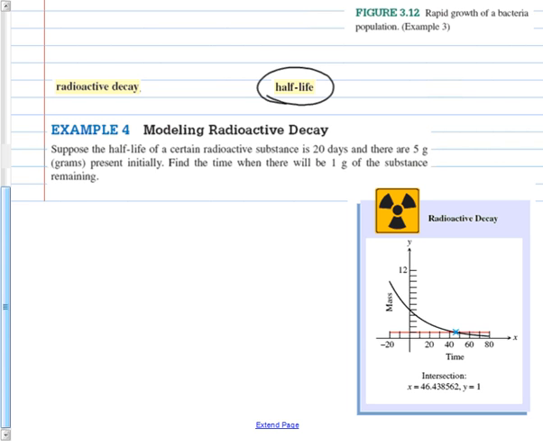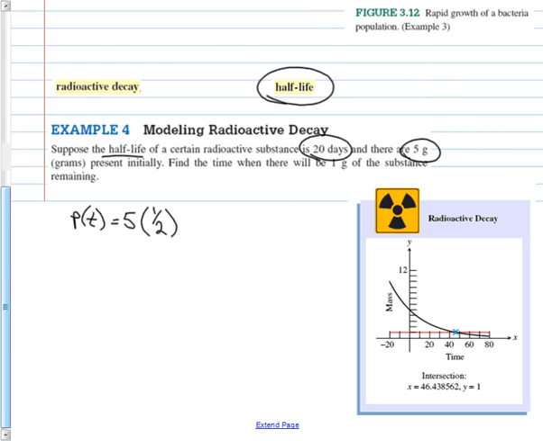Suppose the half-life of a certain radioactive substance happens to be 20 days. There are 5 grams present initially. Well, let's just start right there and write ourselves an equation. I'm going to say the population at time t, since I kind of like that. Population at time t equals, well, what's our first number? 5, that's our initial. And then what is happening? Half-life is half of it has disappeared. I'm multiplying by 1/2. That's my base. Half-life, 1/2.